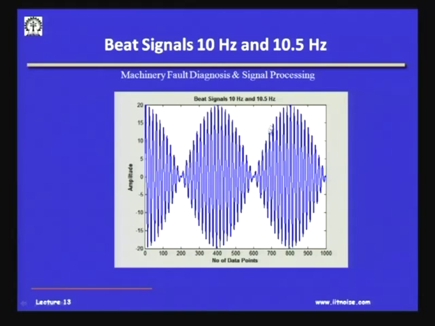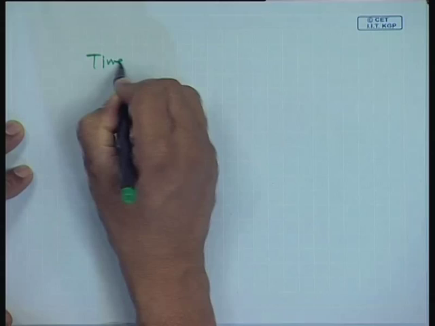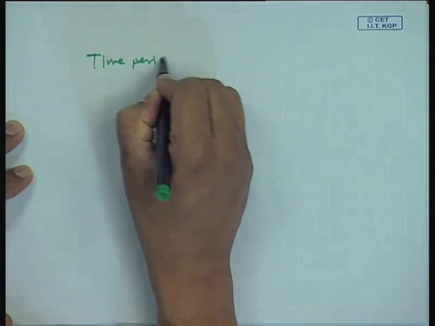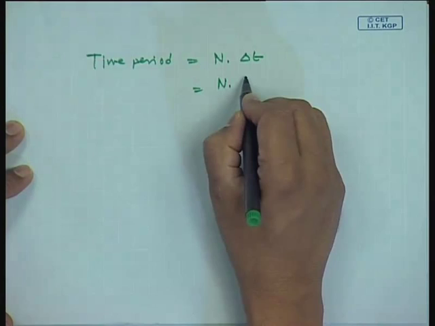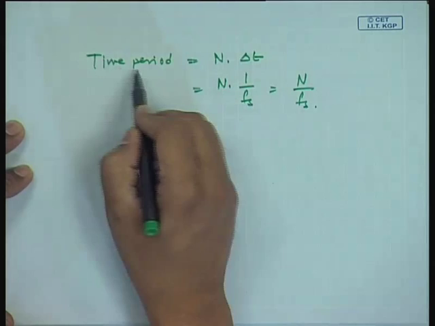For example, if two signals are beating, I will get this kind of waveform. An amplitude modulated signal would also look like this, as you would have seen. These signals here are actually high frequency carrier signals, because the number of data points here is 1000, and the time period depends on the sampling frequency. The total time period of a block is N times delta t, which is N by fs. If N is equal to 1000, you will get that many seconds here.